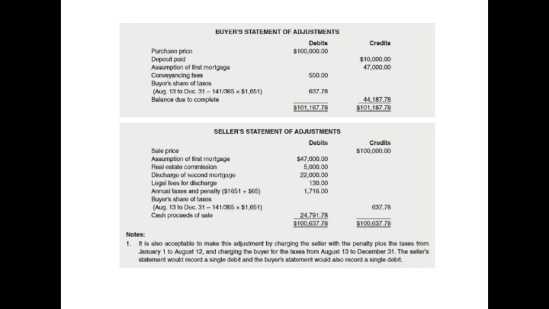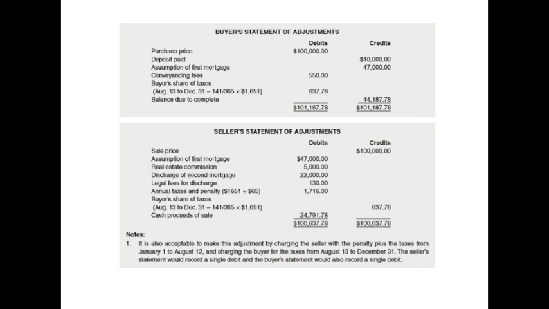Conveyancing fees, that's negative, that's a debit, frown. Left column, $550. Then we've got the buyer's share of the taxes, August the 13th to December the 31st, because we're paying after July the 1st. I mean, that's the adjustment date. Out of 365 days is 141 days. So you times that, 141 over 365, and you times it by the total taxes, which is $1,651. And then finally, the balance due to complete, or the debits minus the credits, is $44,187.78.